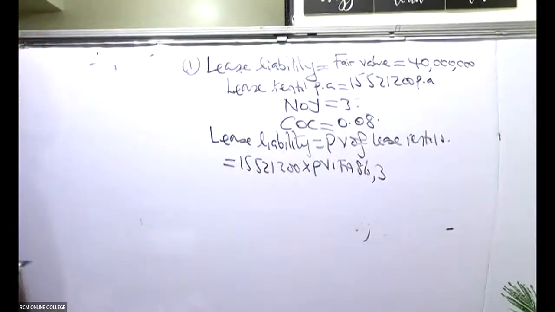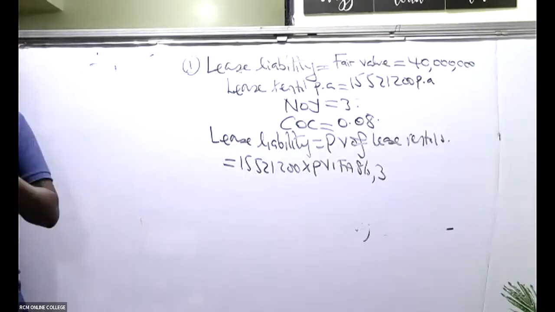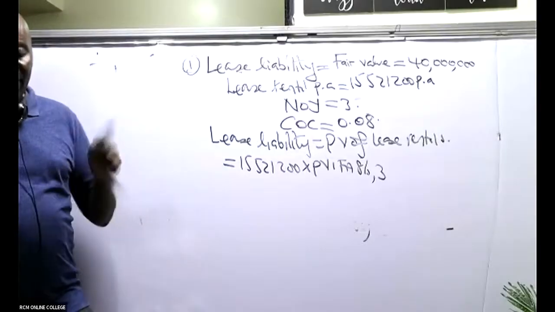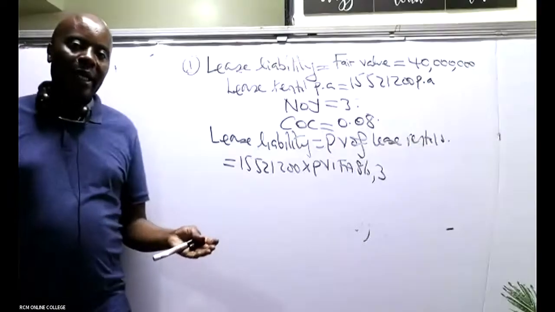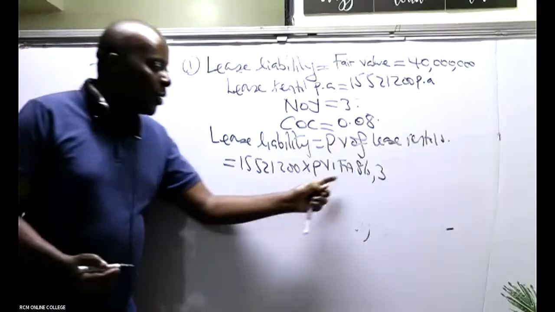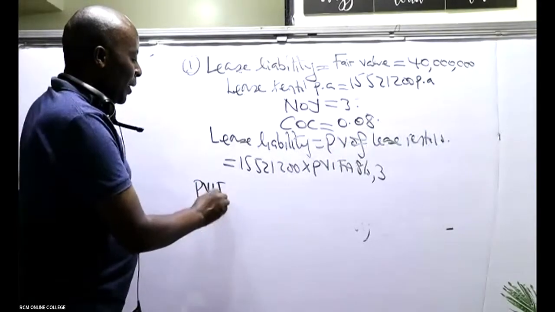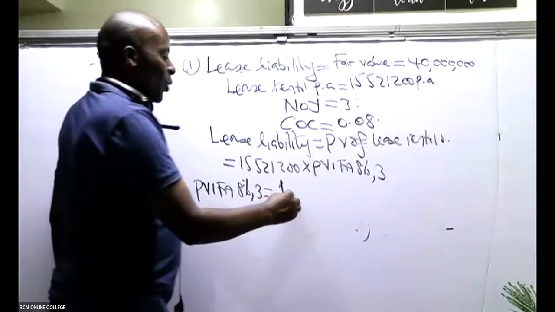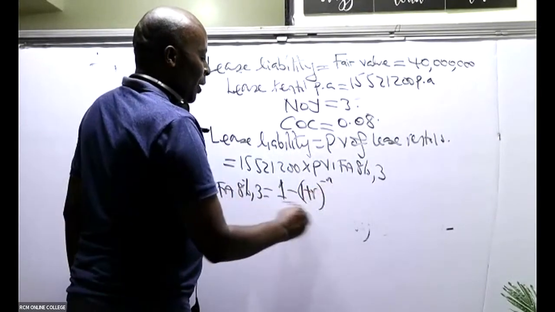I will not add 1 plus R there because this one is not being paid up front. It is only the one that is being paid up front that we normally add the 1 plus R. This one we shall leave it like that. So my work is very easy. I need to get this PV for 8% for 3 years. I know the formula is 1 minus 1 plus R raised to negative n, divided by R.